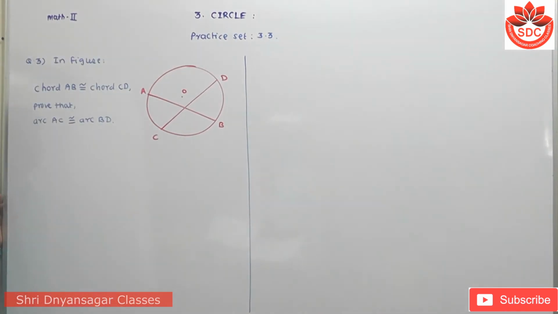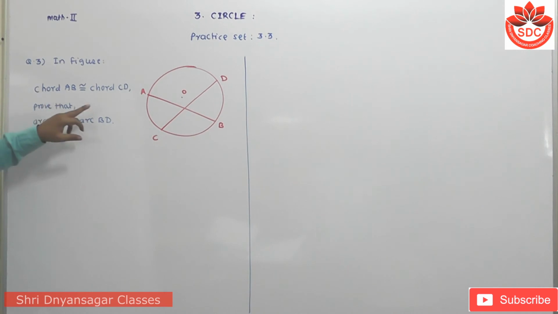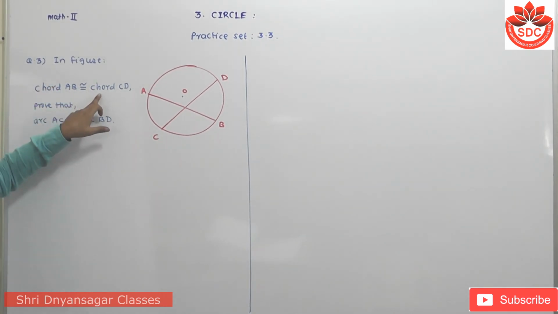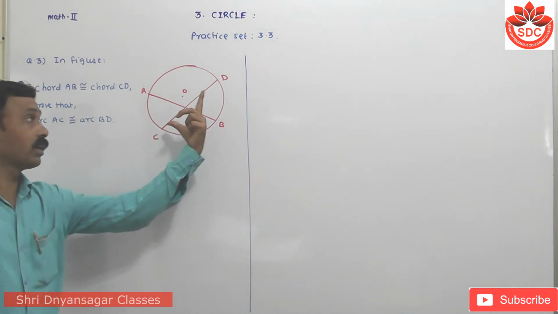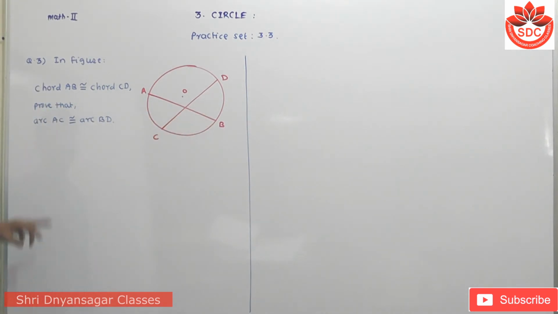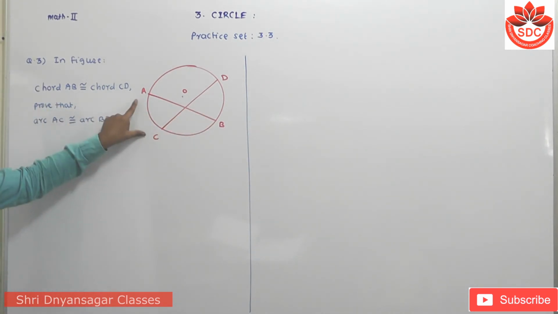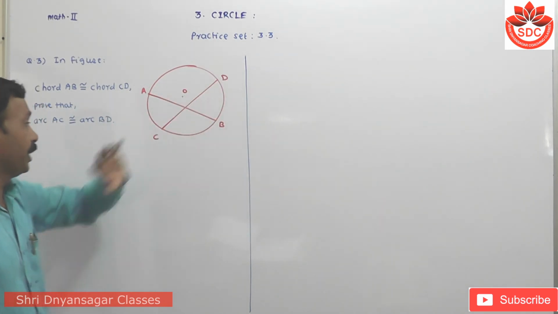We see the last question of practice set 3.3. Let's see question number 3. In this figure, O is the center. Chord AB is congruent with chord CD is given here, and to prove is arc AC is congruent with arc BD.